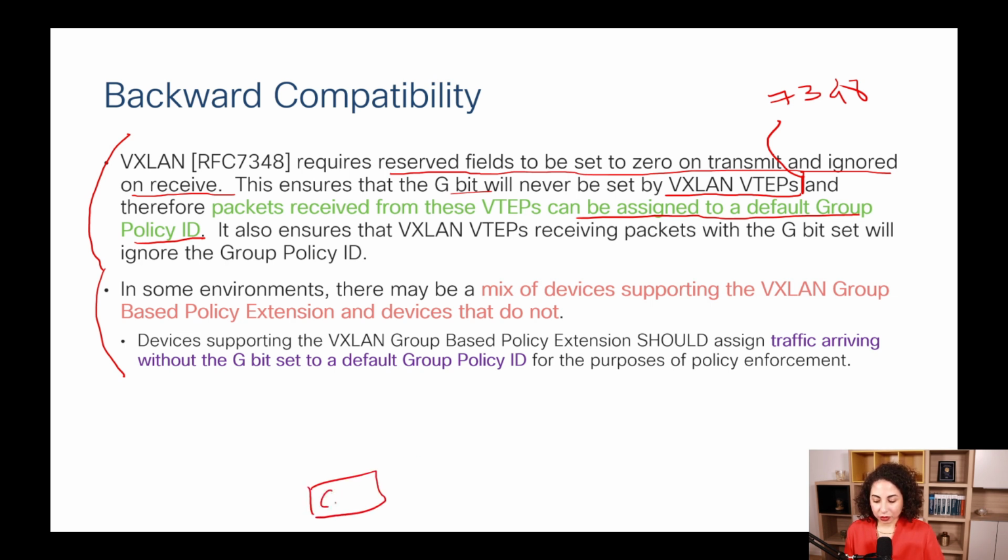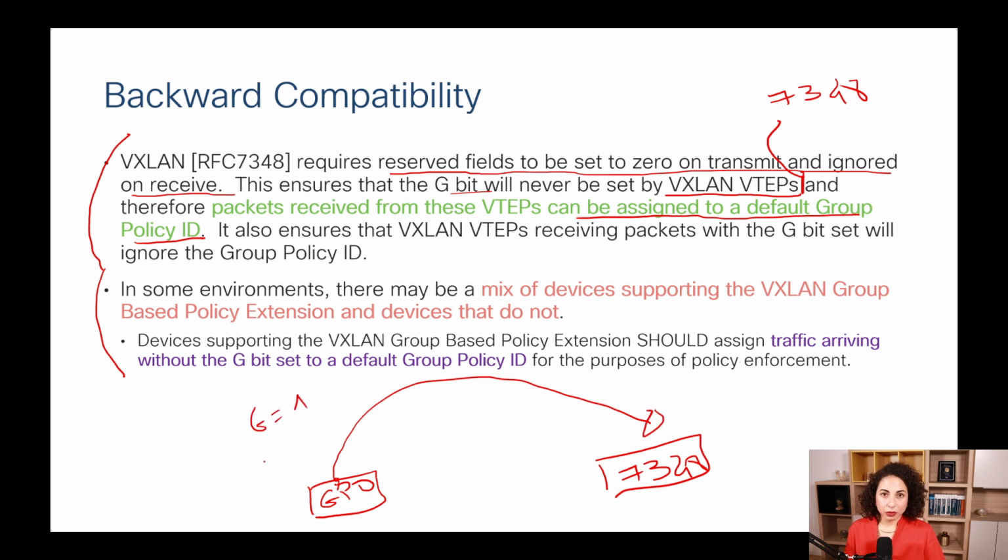Let's say that this one supports GPU and this one supports only the original VXLAN. So if this VTEP sends encapsulated traffic, setting the G bit equal to 1 and consequently all the other stuff that we have checked together. This leaf doesn't support GPU. So what does it do? Sorry. It does not drop the traffic because we are implementing backward compatibility.